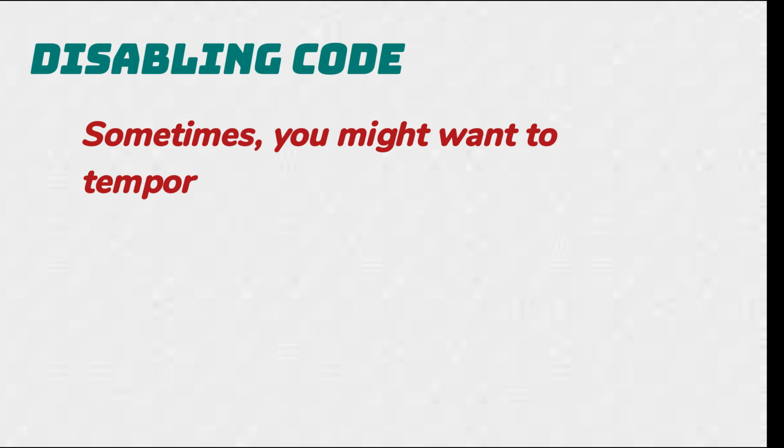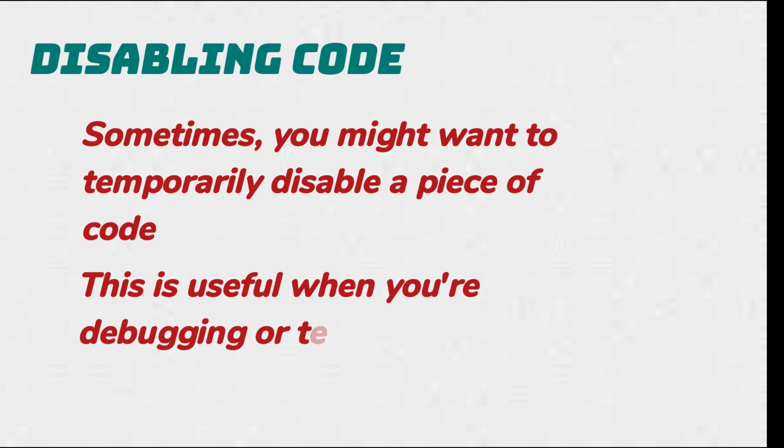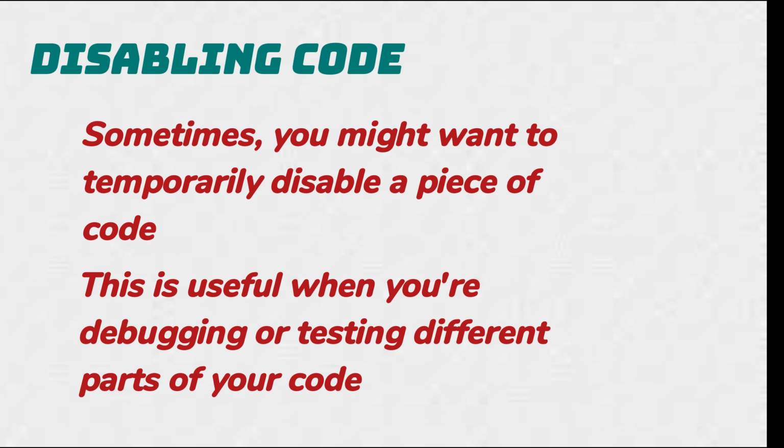Disabling code. Sometimes you might want to temporarily disable a piece of code. This is useful when you are debugging or testing different parts of your code.